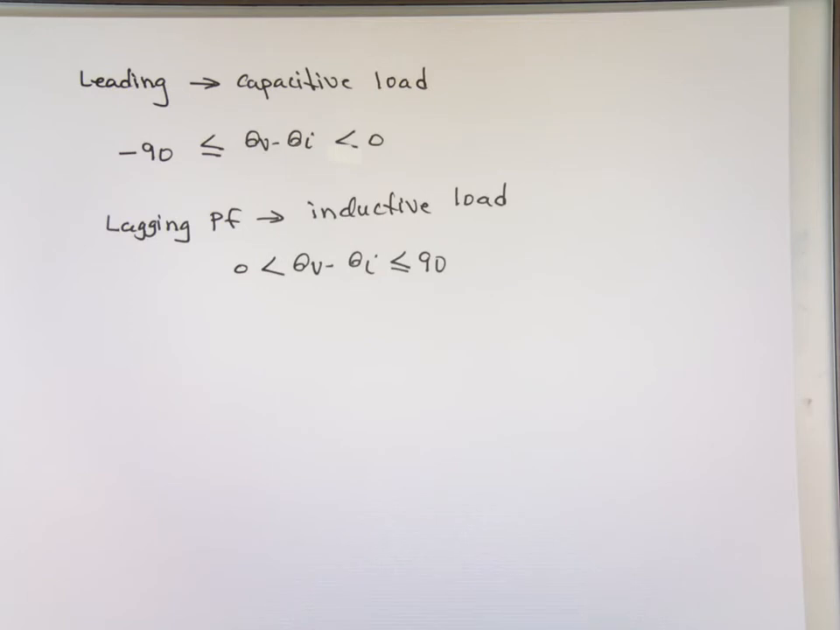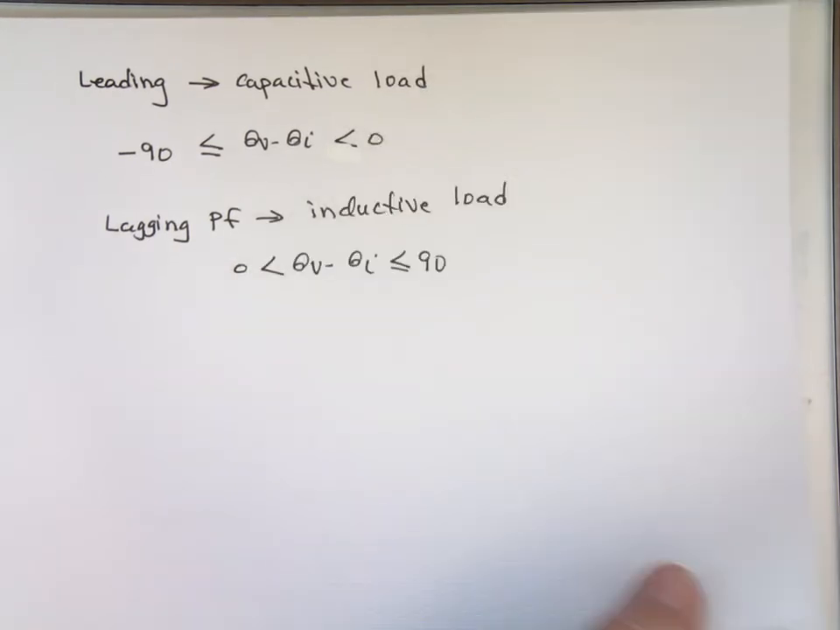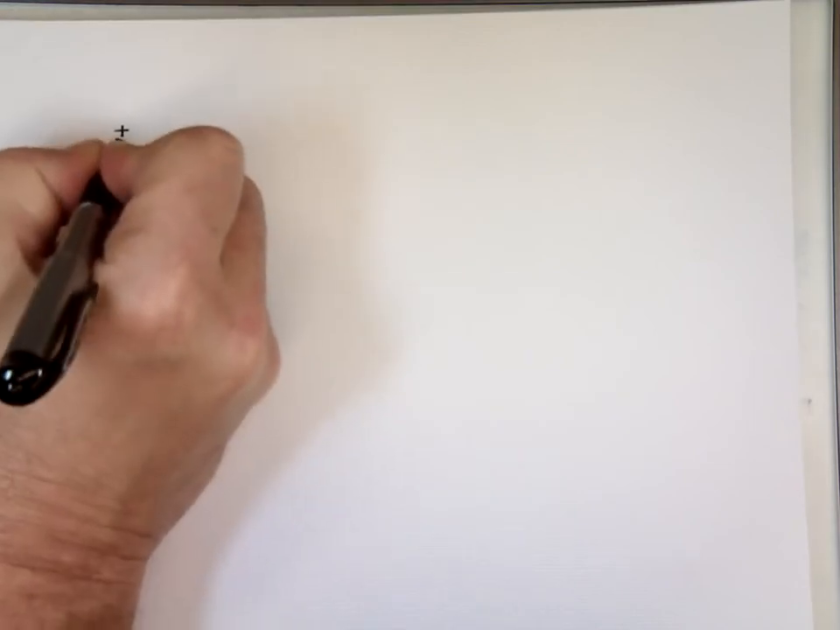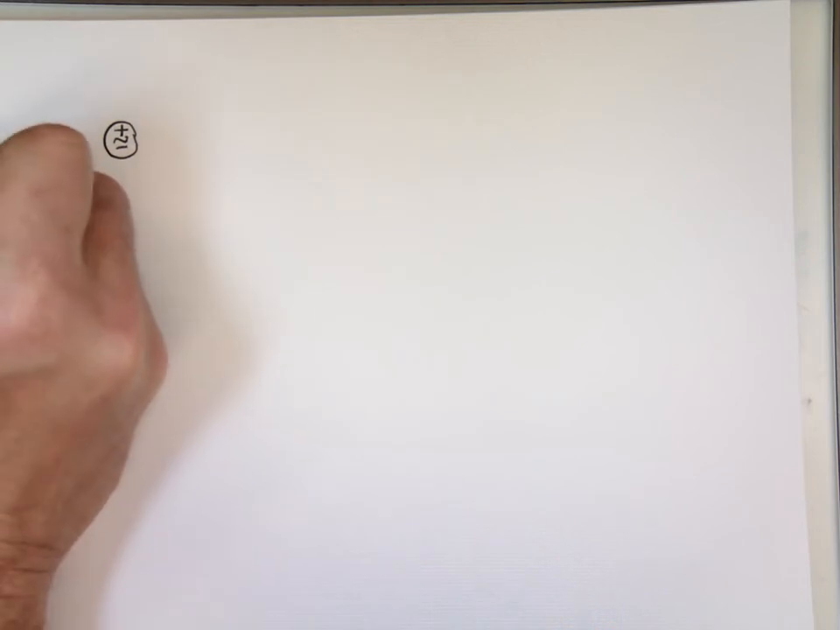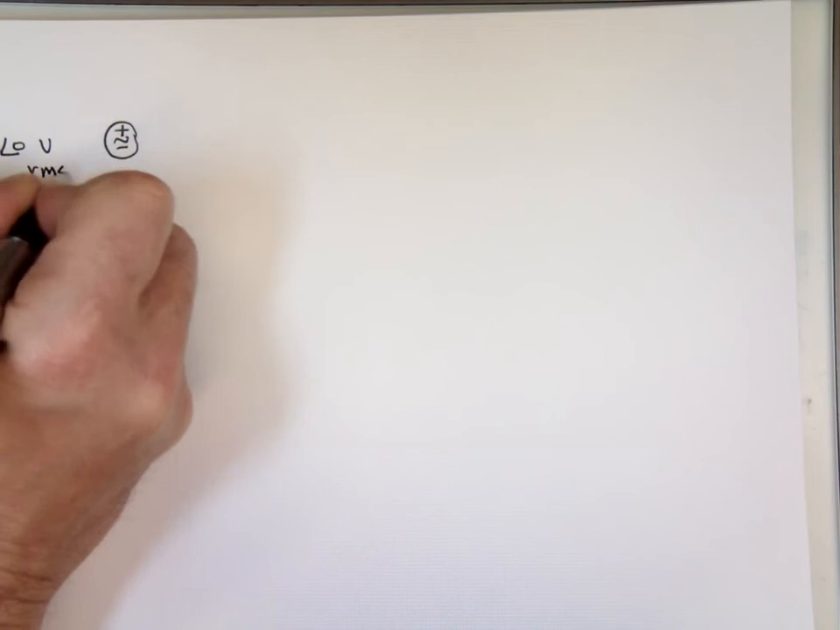So here is my source. I'll leave the notes clean here. I'll take a fresh sheet of paper. We have a source that looks like this with the value of 60 angle zero. And notice this one, it's volts RMS. They're telling me it's RMS.